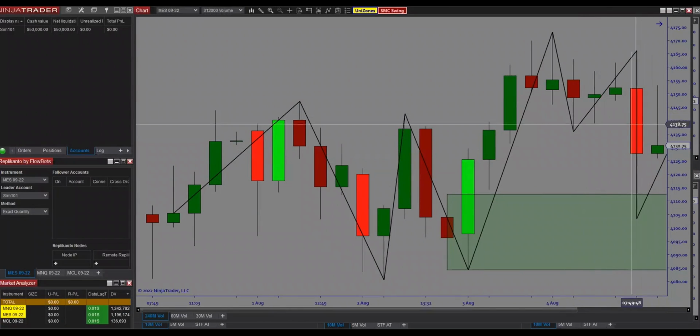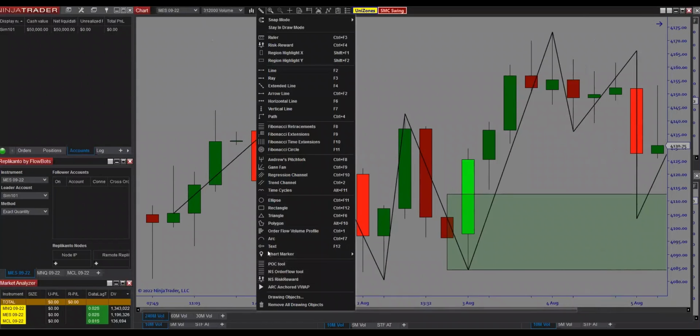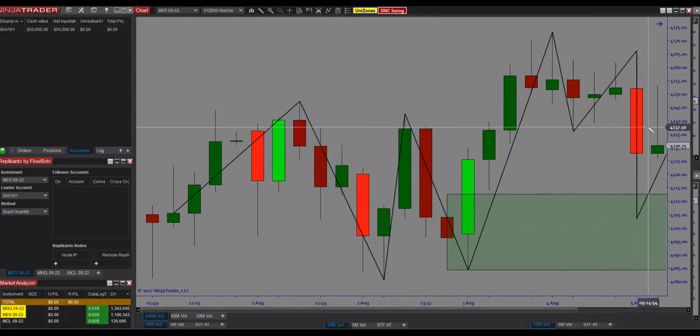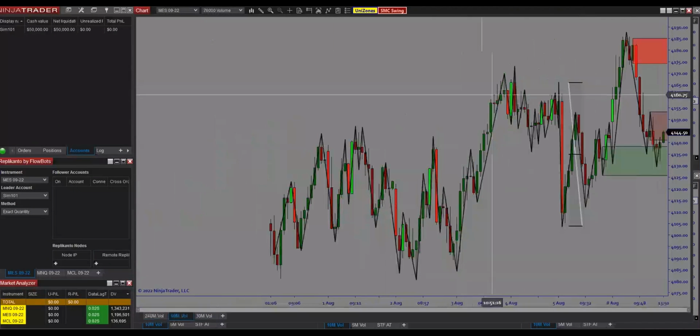We're going to do this. You see this close right here? See how we closed below the structure? Right there, we closed. So at that time, I'm going to go in and map out the fib grid, expensive to cheap into retail. So we're going to go down into the 60-minute.